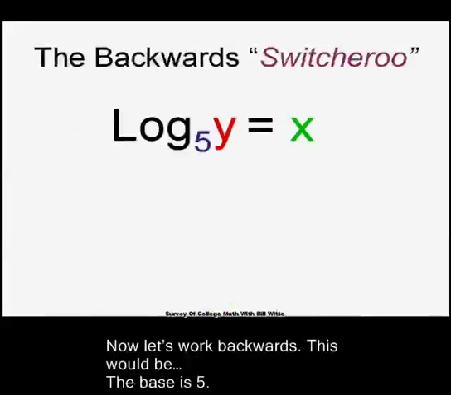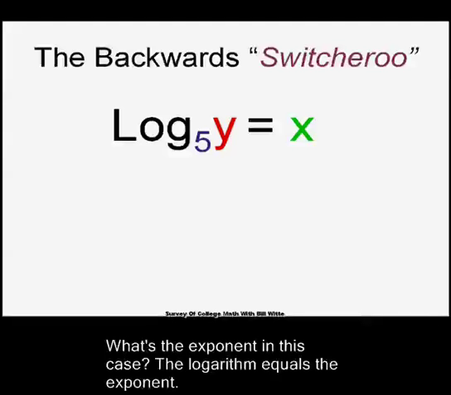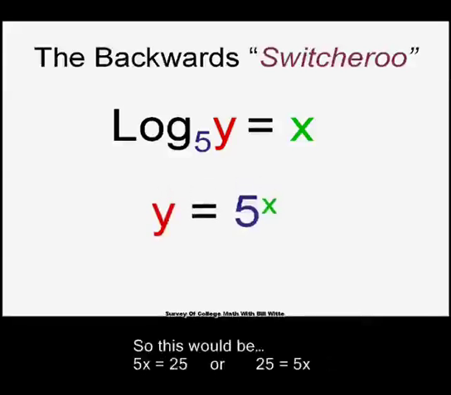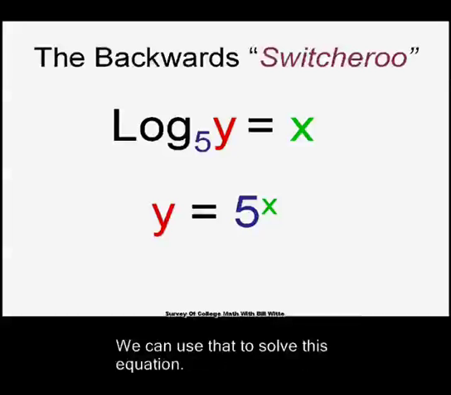Let's work backwards. This would be log base 5 of y equals x. Of course, the base is 5. Now, what's the exponent in this case? The logarithm equals the exponent. So this would be 5 to the x equals y, or y equals 5 to the x. Remember, the answer is not where you usually see it, is it?